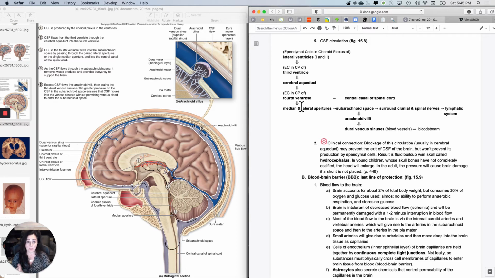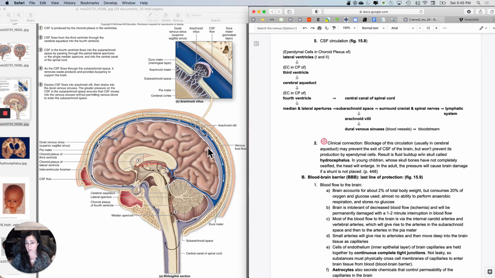And then most of it actually leaves out the median and lateral apertures. Okay, some of it goes down the central canal of the spinal cord, and that's got fluid in it as well. But most of it leaves out the median and lateral apertures, and then it goes into the subarachnoid space. But now we have to put the story all together, because after it gets into the subarachnoid space, it circulates around the outside of the brain, but we never stop making it.